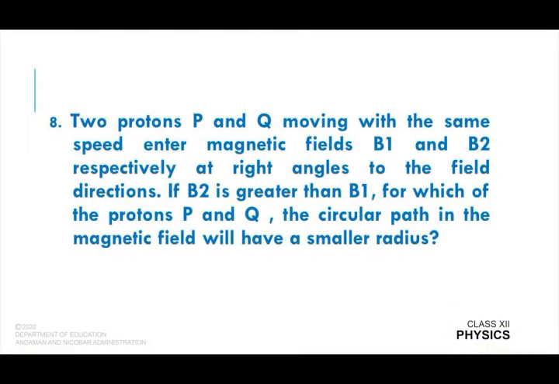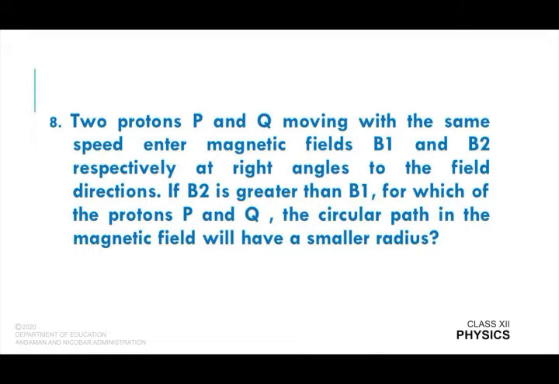What the next question says: two protons P and Q, moving with the same speed, enter magnetic fields B1 and B2 at right angles to the field direction. Obviously the orientation is perpendicular. If B2 is greater than B1, for which of the protons P and Q will the circular path in the magnetic field have a smaller radius?